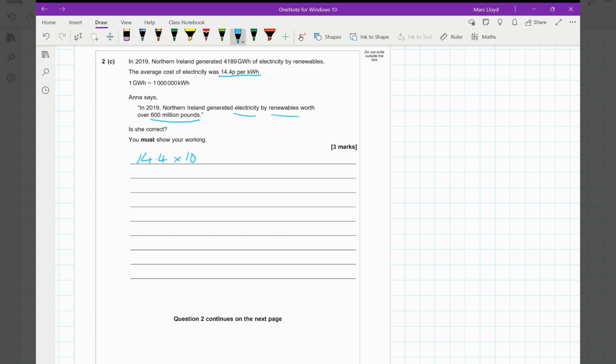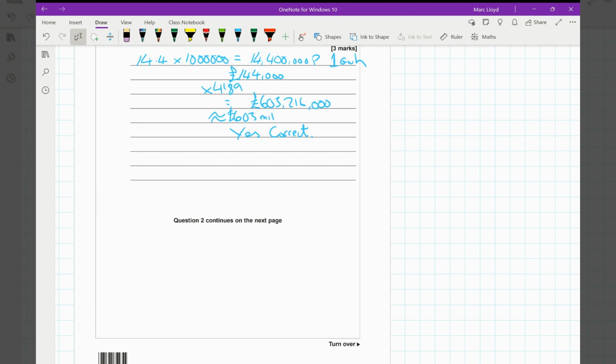So 14.4 times by 1 million gives me 14,400,000 pence. And that's 1 gigawatt hour. Now, if we convert that into pounds, we get 144,000. Then this value is going to be multiplied by 4,189, which gives us £603,216,000, which is roughly 603 million. So yes, correct. Thank you, Anna. Well done.